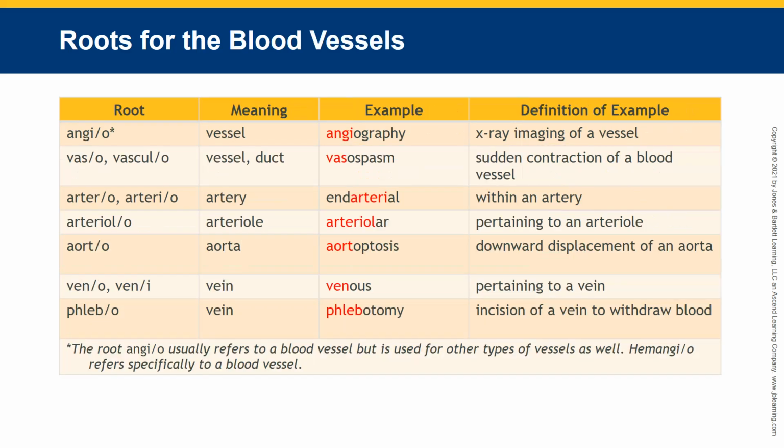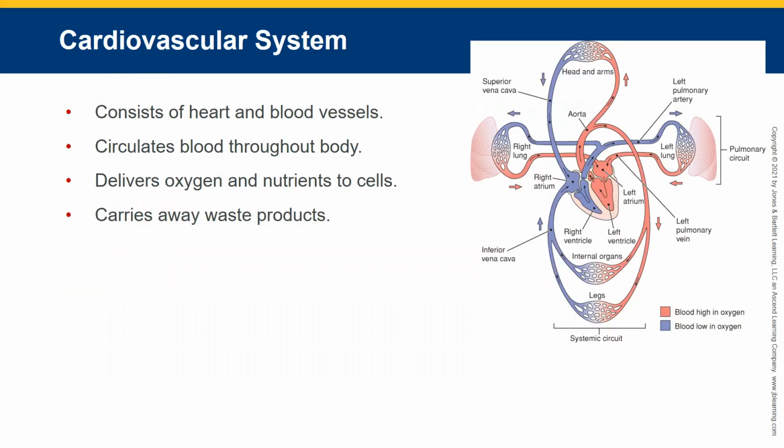A couple others, angio is referring to blood vessels. Vasculo, or vaso, are referring to blood vessels. Arterio is referring to arteries. Arteriole or arteriolo is the arterioles. We'll talk about those in just a second. Aorta, vein, and phlebo is referring to veins. So the term phlebotomy, getting the blood drawn, means to put an incision into a blood vessel.